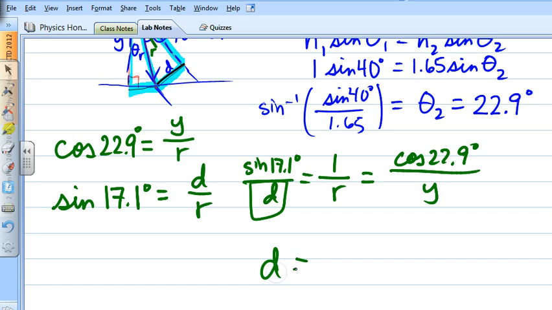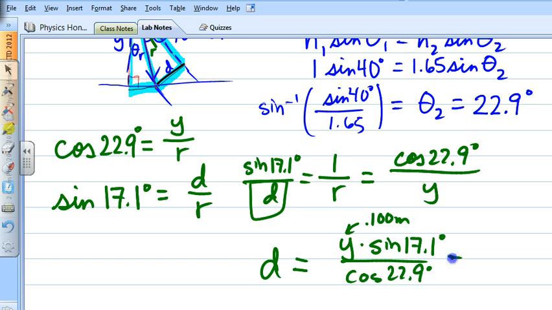Okay? So d ends up basically being, well, I have to do some cross multiplying. I have to do y times the sine of 17.1 divided by the cosine of 22.9. And remember that y is 0.1 meters. So this gives us a distance of 0.032 meters, or something like 3.2 centimeters. Okay? So that is not too terrible, and we just have to be very careful with our angles with this. Okay, see you next time.